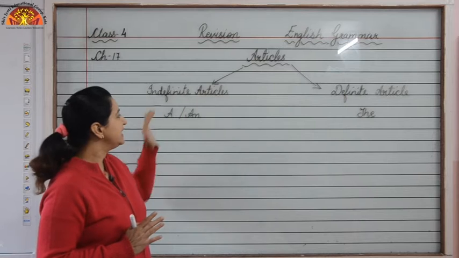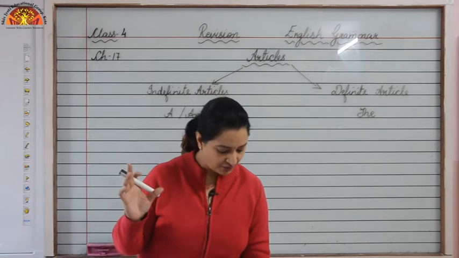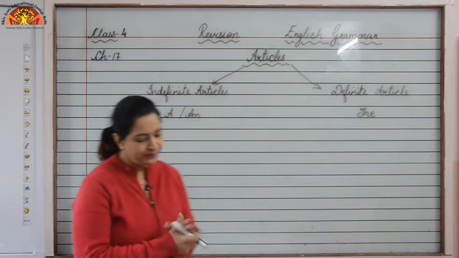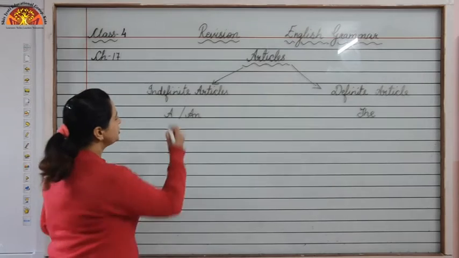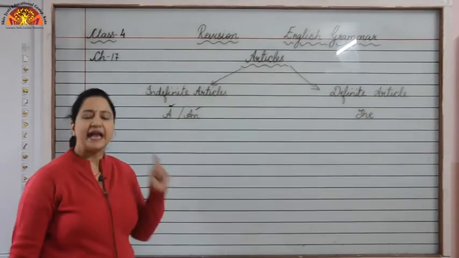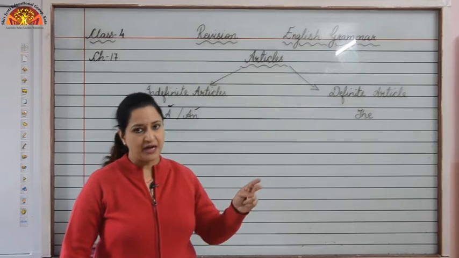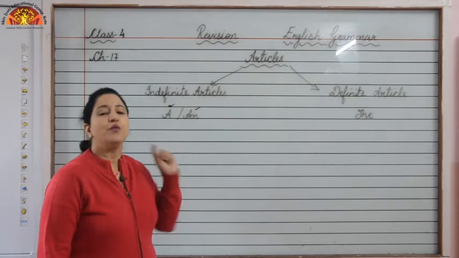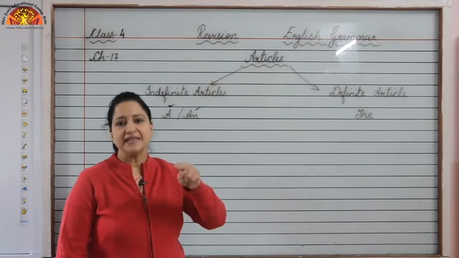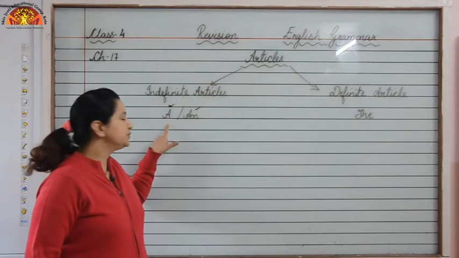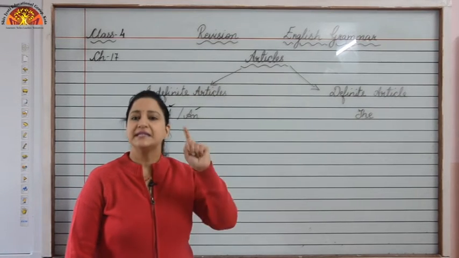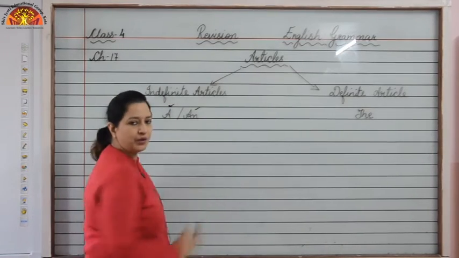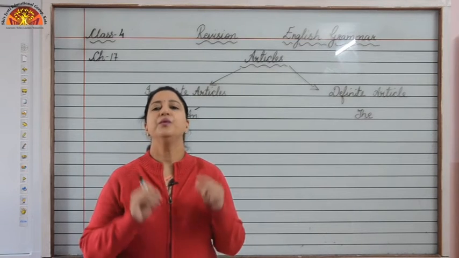So where to use indefinite articles and where to use definite article. Now indefinite articles a and an. We use article a before singular countable noun. Now let's see an example. Where to use a and where to use an. If your noun is singular and countable, and it starts with consonant, you use a. But if your noun is singular in number but it starts with vowel, then you use an.